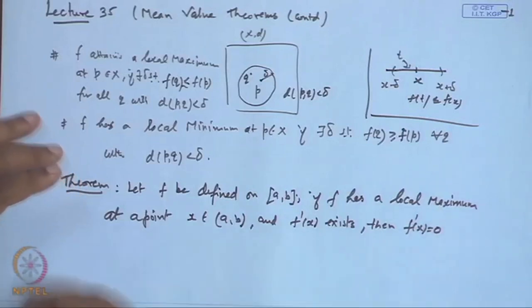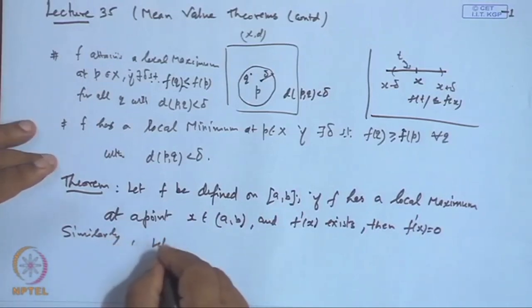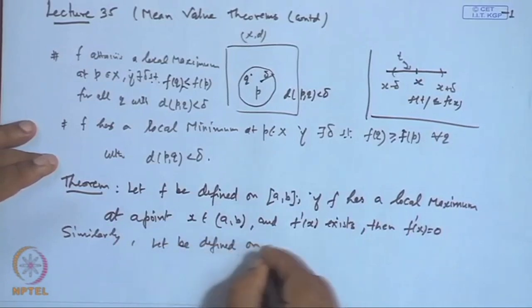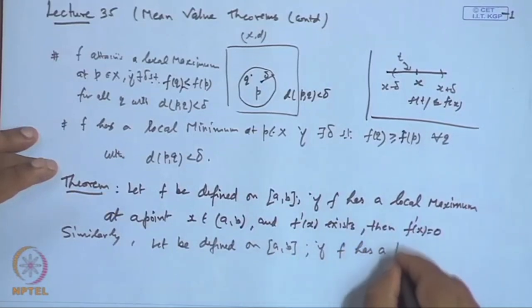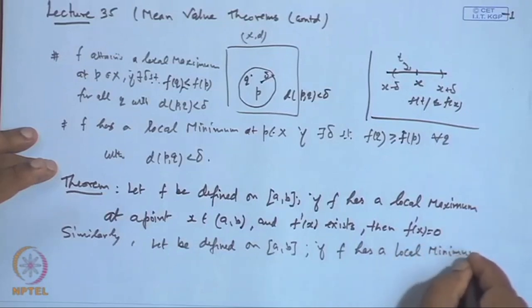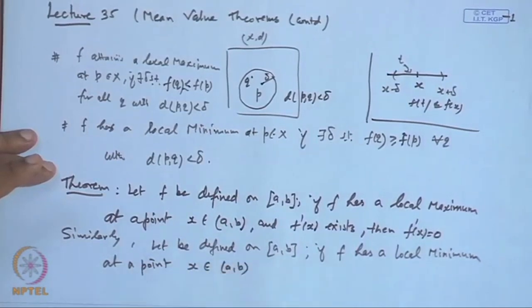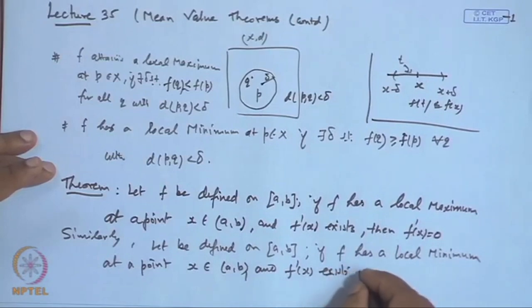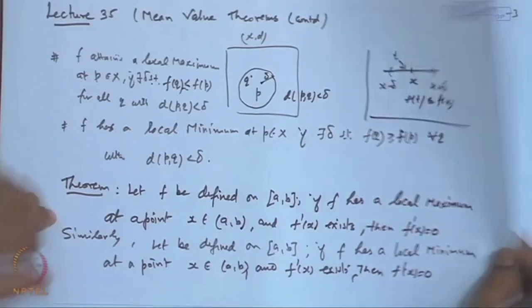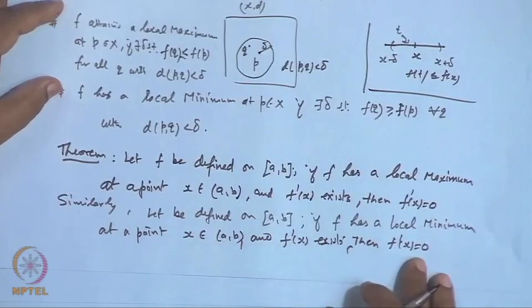The similar statement holds for minima. Let f be defined on the closed interval [a, b], and if f has a local minima at a point x belonging to (a, b), and if the derivative of the function exists at this point where it has a local minima, then the derivative of the function is 0. So this is the condition that at the point of local maxima or local minima, if the derivative exists, then the derivative must be 0.